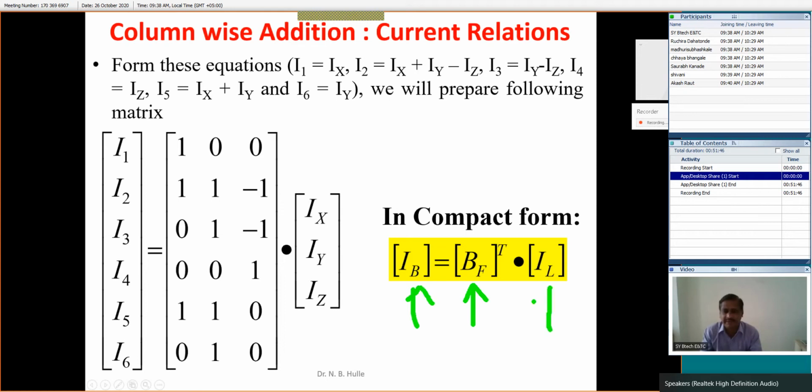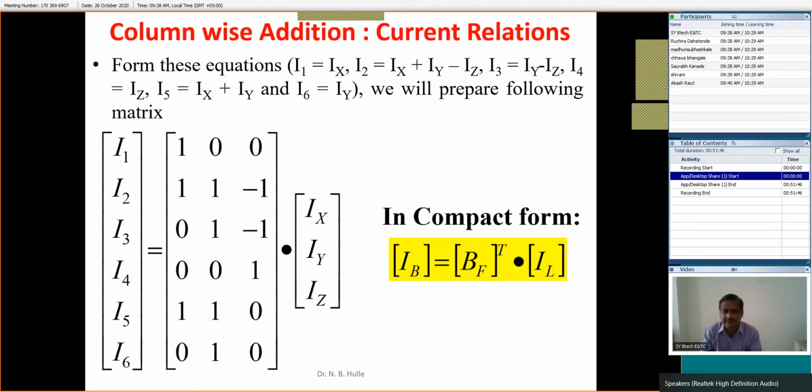And this IL is nothing but the loop current matrix, which is the tie-set current. If we have 3 loops, now 3 tie-sets, IX, IY, IZ, then these are the 3 loop currents. In compact form, we get this equation, and we will use it for the calculation of the branch currents. When there is a question in the examination to find the branch currents, we will use this formula: IB is equal to BF transpose into IL. But first, we have to find this IL. How to find the IL, we will see in the equilibrium equation.